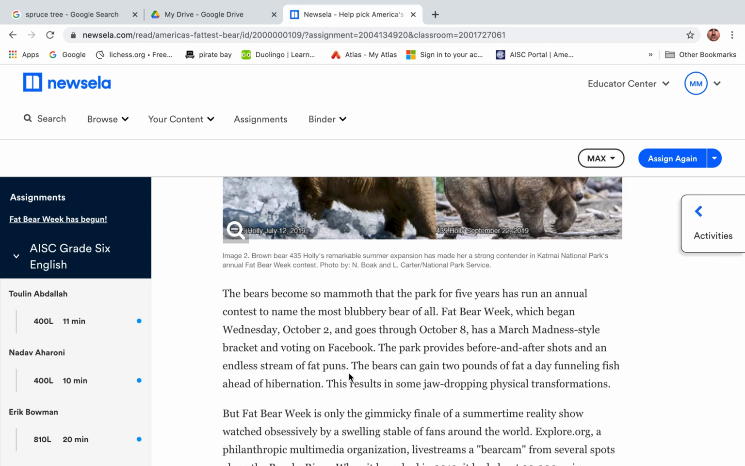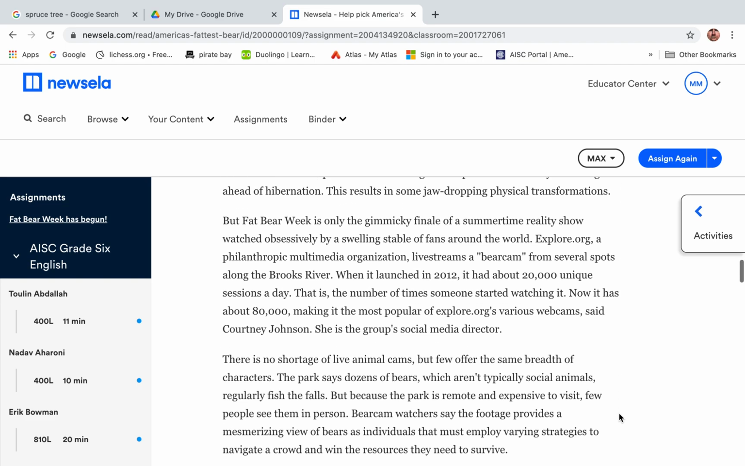Okay, the park provides before and after shots of an endless stream of fat puns. I bet it does. The bears can gain 2 pounds a day of fat, funneling fish ahead of hibernation. Oh, that's a nice alliteration, funneling fish. This results in some jaw-dropping physical transformations. But Fat Bear Week is only the gimmicky finality of a summertime reality show watched obsessively by a swelling stable of fans around the world.